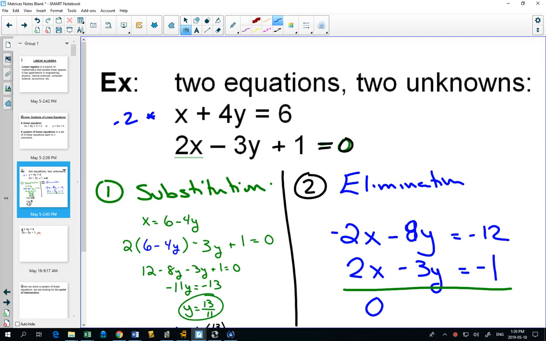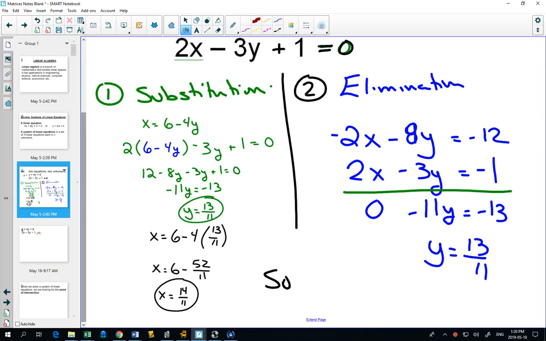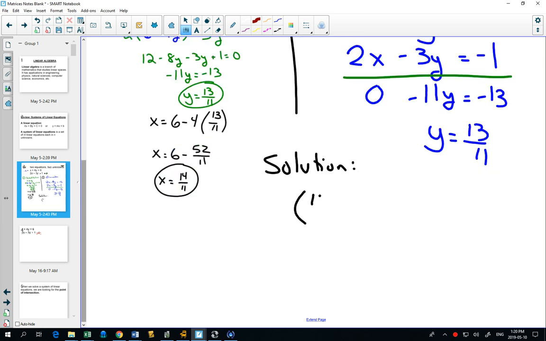Negative 2 plus 2 is 0. Negative 8 plus negative 3 is negative 11y equals negative 13. And you would get y is 13 over 11 as well. And then you would do the same idea as plugging it back in to find x. Now, for a system of equations, we often write our solution as coordinates because there's an x value, which we figured out was 14 over 11, and a y value, which was 13 over 11. So we write our answer as the points where these two intersect.